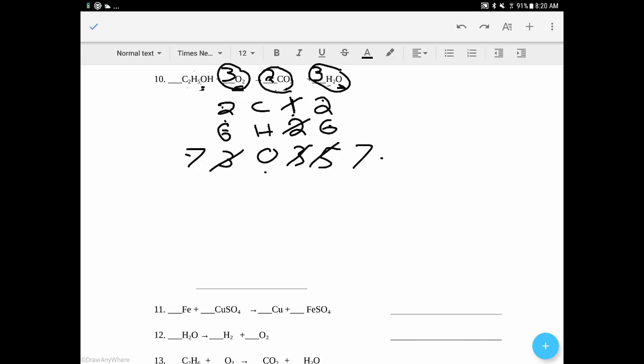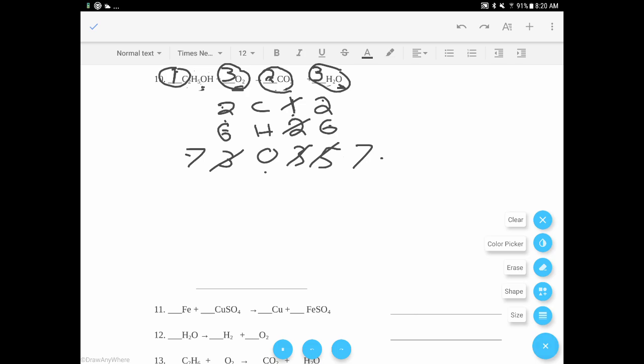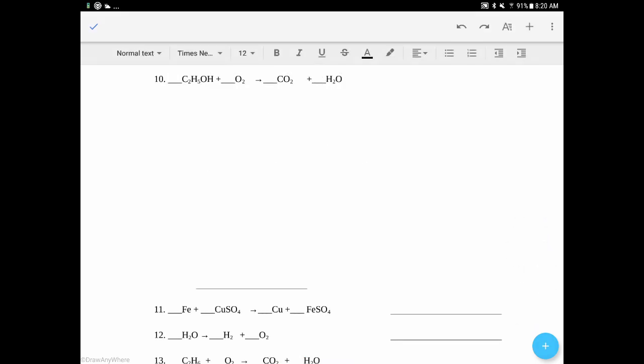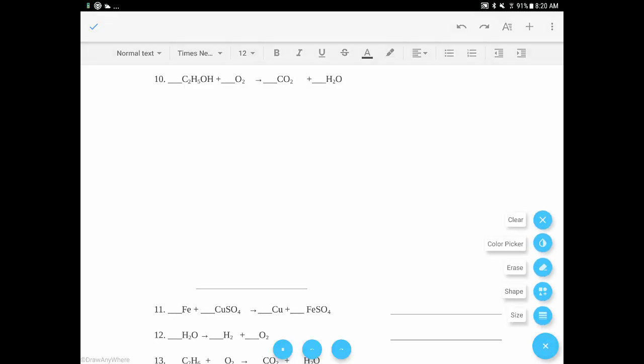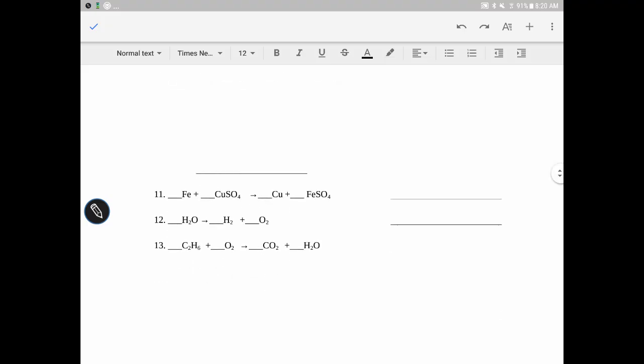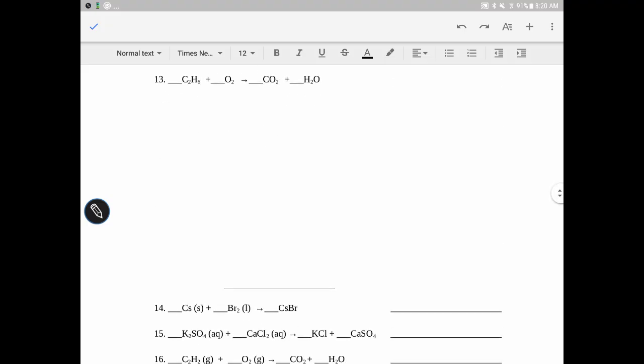Now, if you want, you can just leave this spot right here blank, or you can put a 1. Either way, doesn't really matter, okay? All right, so let's try to figure out how to, there we go. Okay, so now we're going to do this one, number 13.